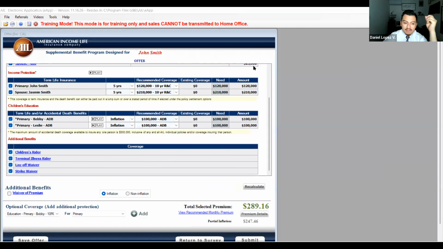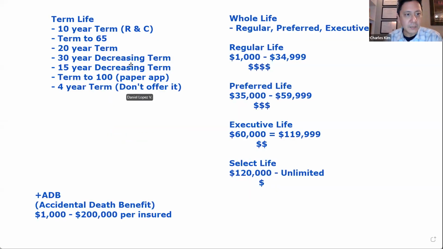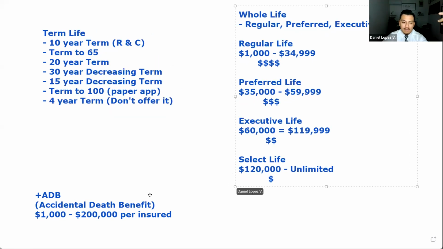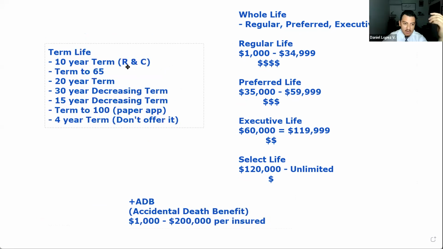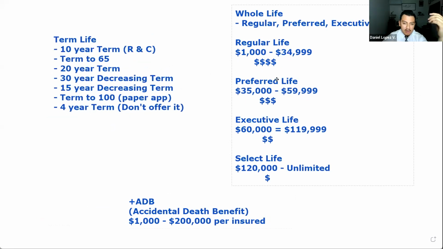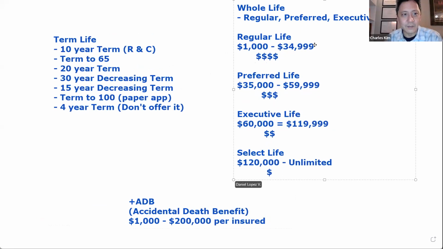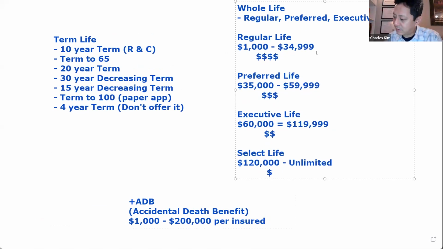What type of term life is the ADB? ADB is not a term or a whole life. Term is a term life, whole life is a whole life. Whole life, it's what the name says, it's for your whole life. You don't have to renew it and convert it.